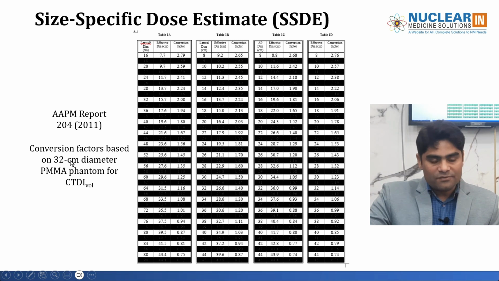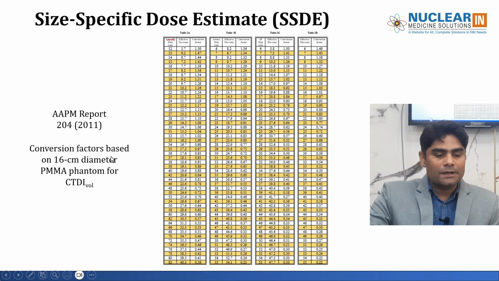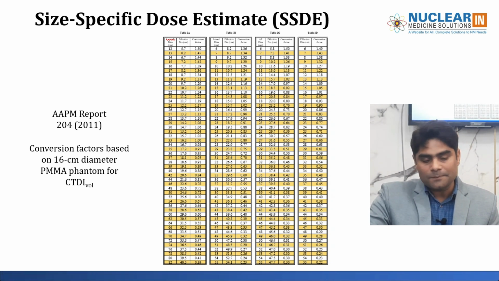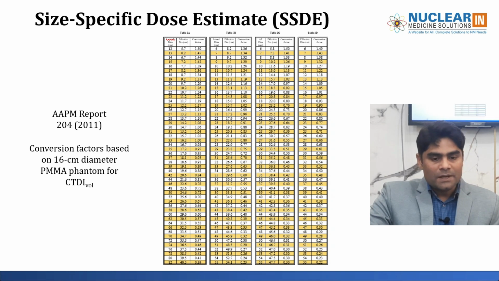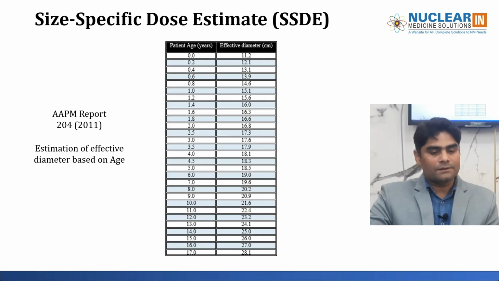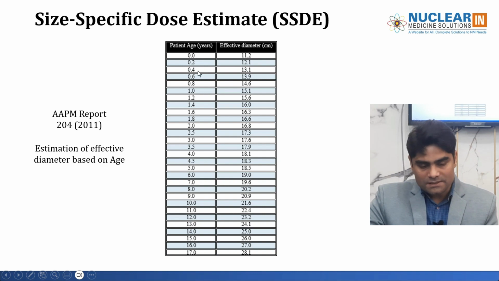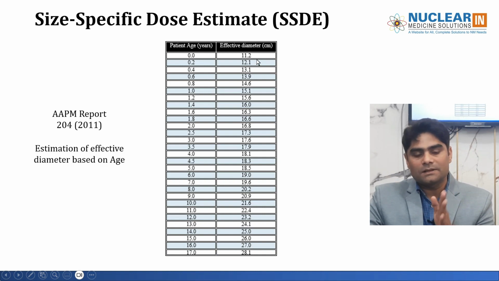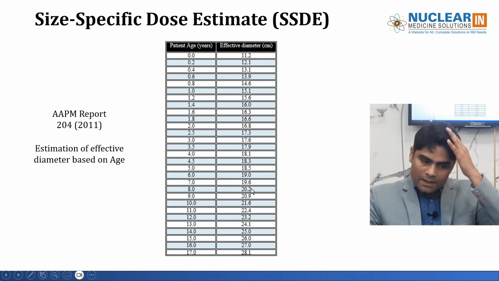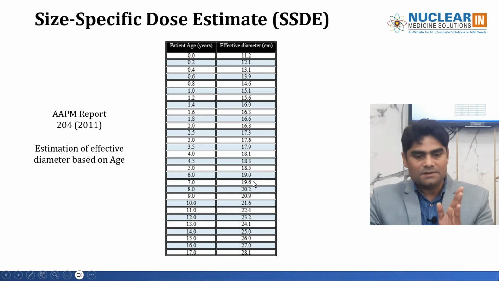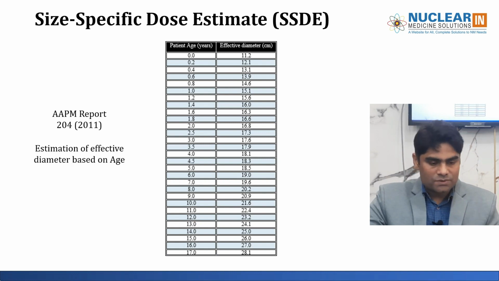This table is designed using the 32 centimeter diameter PMMA adult body phantom. Similarly, for the 16 centimeter diameter PMMA phantom, a table is also designed, so this table can be used when we are using the 16 centimeter diameter phantom. They also provide one table where, if the patient age is this, it can be considered as an effective diameter this much, and this way, seeing the effective diameter, we can get the conversion factors from those tables.